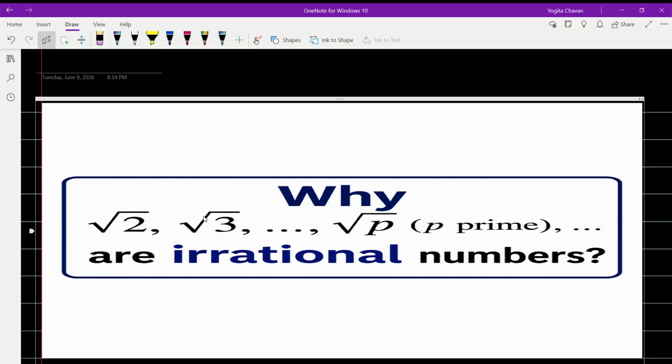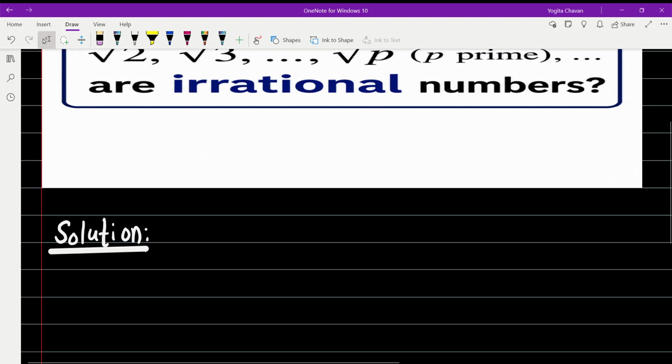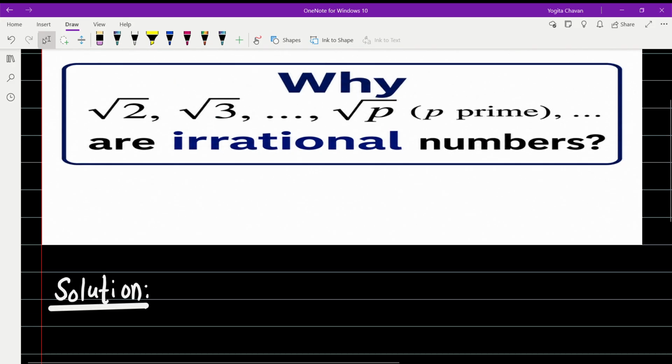Hello friends, today we prove why square root of 2, square root of 3, in general square root of p, where p is any prime number, are irrational numbers. And we prove this by contradiction. So first we prove why root 2 is actually an irrational number, and then we will go to root p.